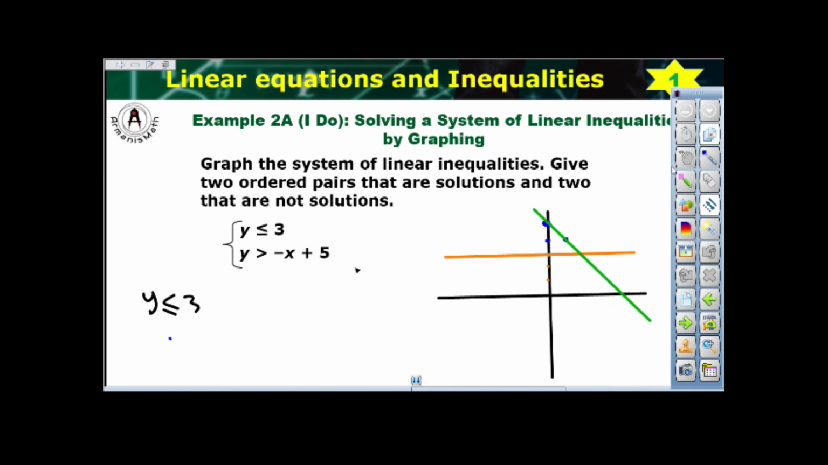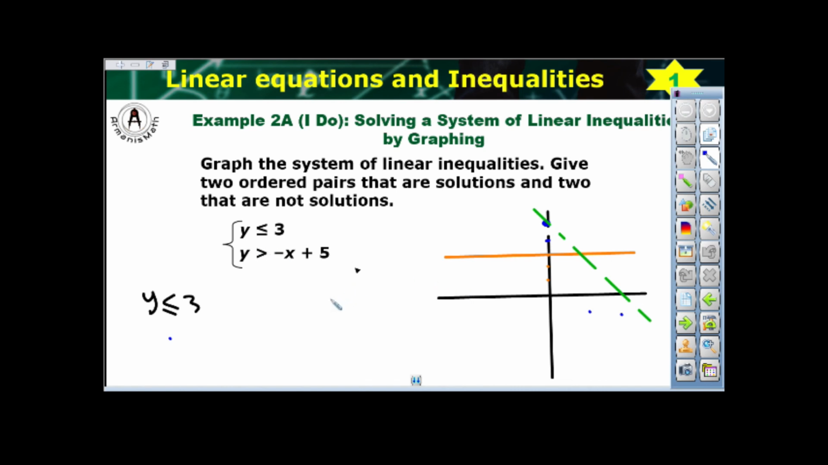Now the question is, for the second line here, remember the two decisions you have to make? Is this solid or dashed? Is this a dotted line or a solid line? Yes, it is a dashed line. Why is that? Well, look at the inequality. Does it have an equality here? No, it doesn't. It just has greater than. So the line is not included.